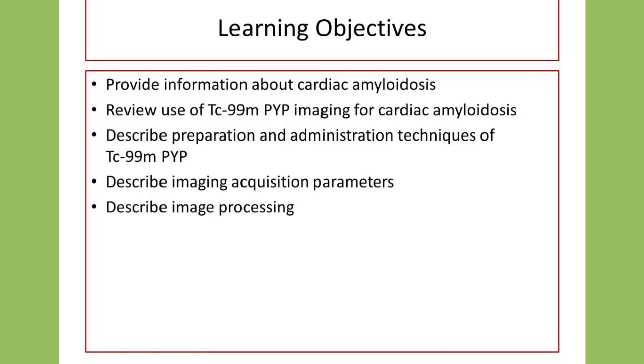As we go through, hopefully I will be able to provide information about cardiac amyloidosis, just a little bit of background about how it starts, the differences, and how it affects our patient's heart. Most importantly, review the use of Technetium PYP for imaging of cardiac amyloidosis, describe the preparation and administration techniques, and then most importantly, describe some imaging acquisition parameters and processing parameters, as well as talk about some pitfalls we may run into during the imaging process that could affect our interpretation, and talk about some techniques to avoid this from happening.